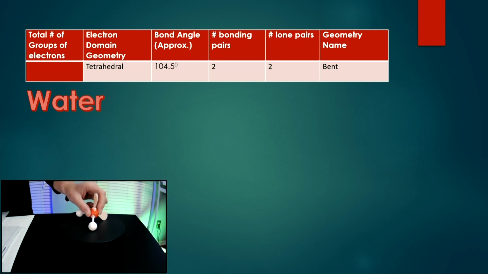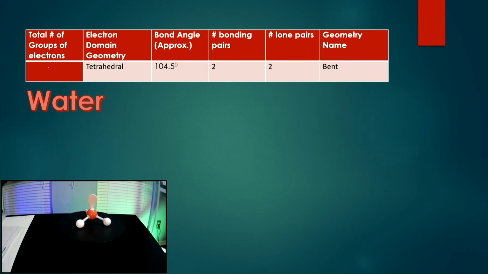Sticking with 4 domains surrounding our central atom, 2 are bonded and 2 are lone pairs, so a total of 4. The generic formula is AX2E2.